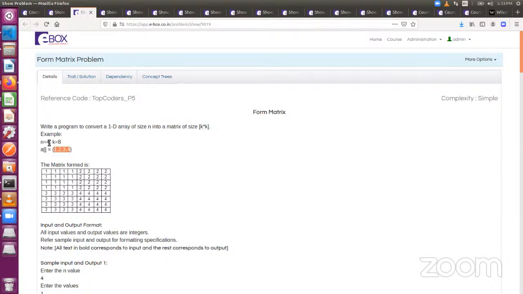So here there are 4 elements, right? And then k is 8. So you want to convert it to an 8 cross 8 matrix. So for that, what are they doing? First they are splitting it into 2 cross 2 size, and then if it is 2 cross 2, I have to add 4 cross 4 elements for each element, right? So that is what they are doing.